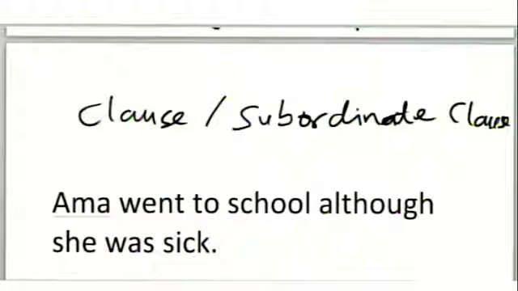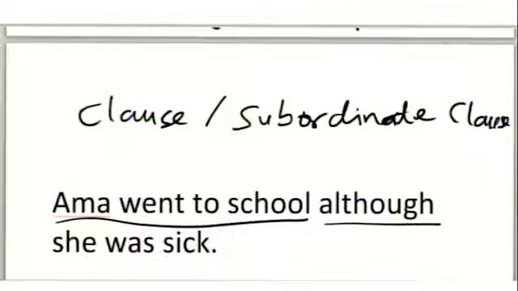Can you tell me the main clause and the subordinate clause in this sentence? Good. Our main clause is Amma went to school. And our subordinate clause, although she was sick. So in this, we also have a main clause and the subordinate clause.